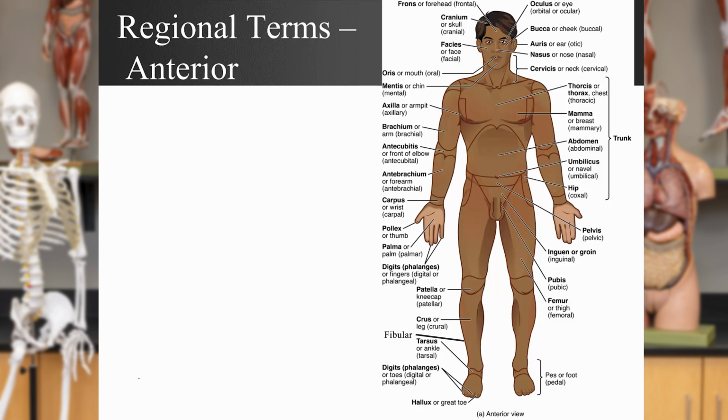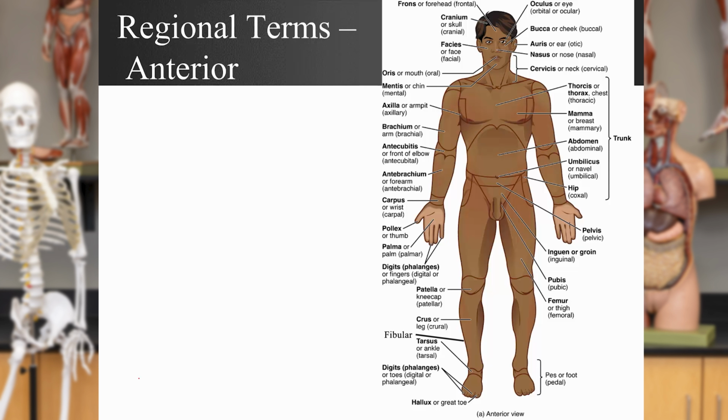Bucca or buccal, that's going to be your cheek. You have oris or otic, that's ear. Otic, ear. Nasus or nasal, think nose, nasal. So the nasus or nasal region. The cervices or the cervical region, that's going to be the neck. Why? Well, that's because you have the cervical vertebrae that make up the neck and give structure to it.